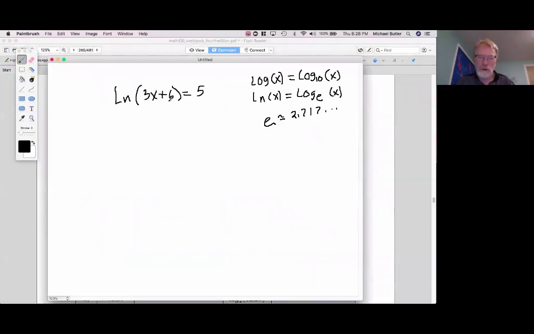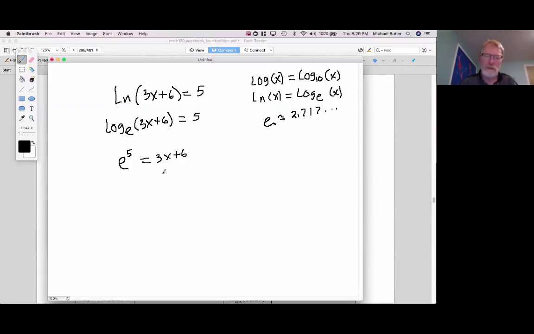All right, so back to the problem at hand. They want us to solve this one. Since this is base e, what you can do, if it helps, is rewrite this as logarithm base e of 3x plus 6 is equal to 5, okay? Now I'm in logarithmic form, and I need to go back to an exponential to figure out what x is. So what that says is the exponent on an e that gets me 3x plus 6 is 5. In other words, e to the 5 is equal to 3x plus 6.